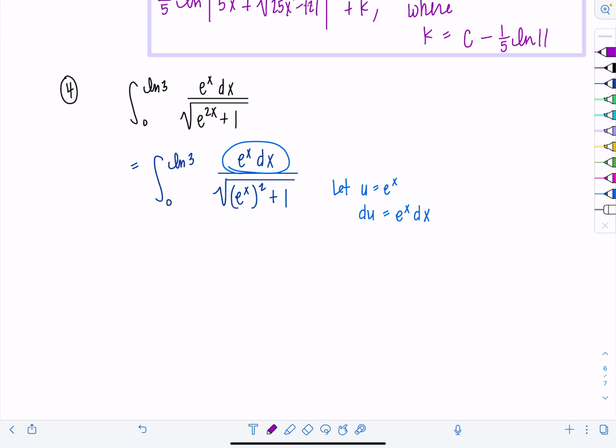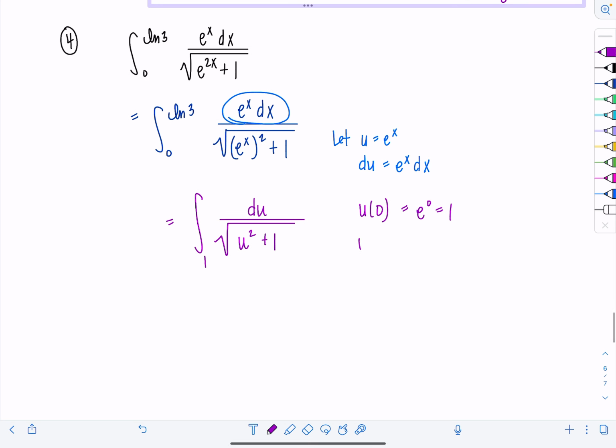Wonderful. So now we have du over radical u squared plus 1. And yes, we must switch our limits of integration immediately. So u of 0, the lower limit, is going to be e to the 0, which is 1. So this is 1. And then upper limit, u of ln of 3 is e raised to the ln of 3, which is just 3. Lovely.